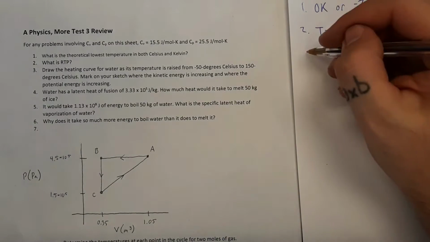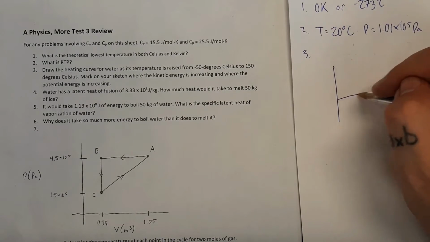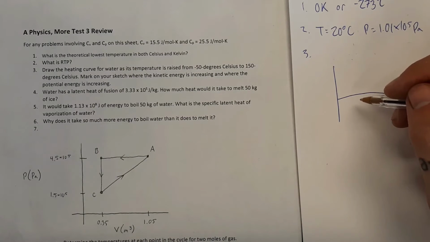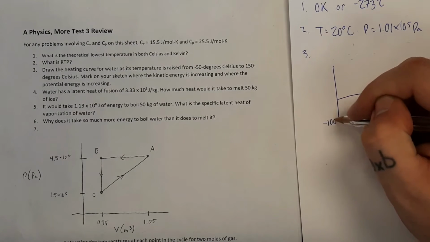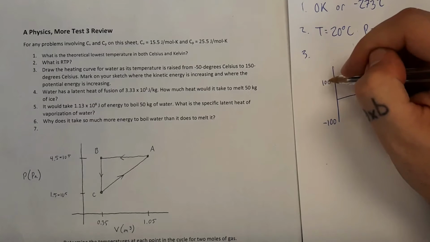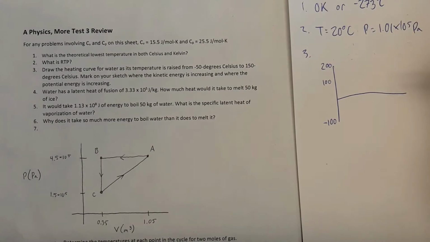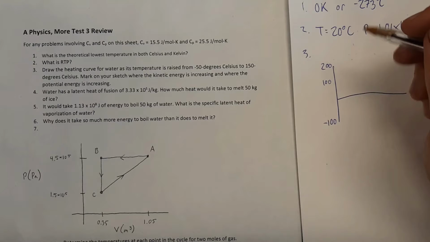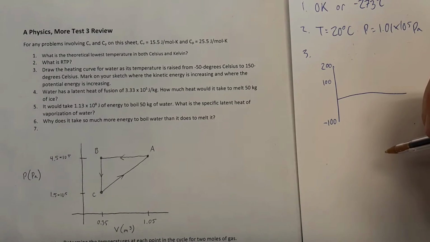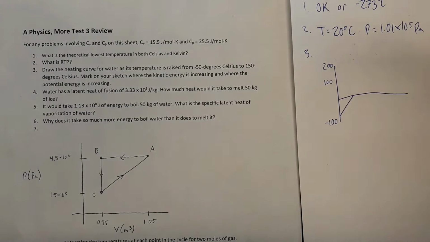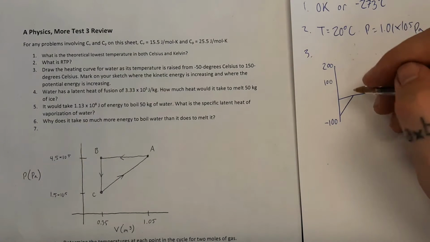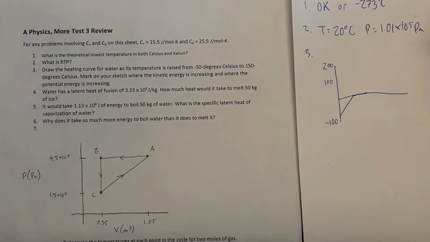All right, 3, drawing a heating curve. So when you're looking at a heating curve, let's say that we've got some negative value, like negative 100, 100, 200. We're looking at water. With water, if it's under 0 degrees, that means that it's all entirely solid. As you're adding energy to it, its temperature is going to be going up. Once it hits 0, now all that energy is going to be used to transition it from a solid to a liquid. So it's going to be flattening out and remaining the same temperature for that entire section.